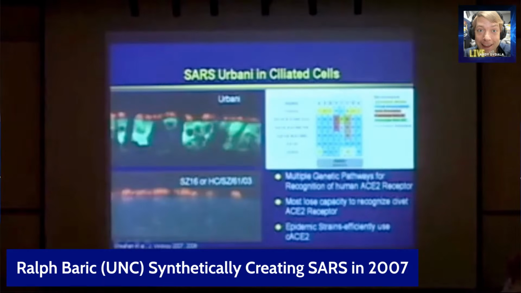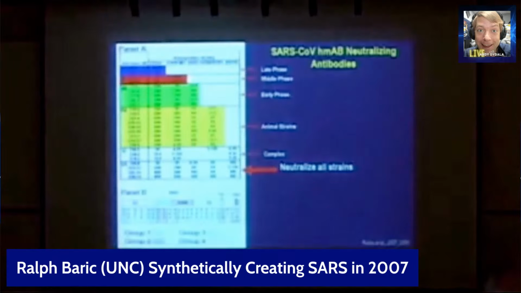What's interesting is that the epidemic strains actually efficiently use both the human ACE receptor and the civet ACE receptor. When we in vitro select for human adapted strains on human airway cultures, they actually lose the ability to recognize the civet receptor. So what this data suggests to us is that SARS had existed in a transmission cycle between humans and civets, probably for several years prior to the 2002-2003 epidemic, allowing the virus to gain the capacity to recognize both receptors. Okay, so those were the easy ones to do.